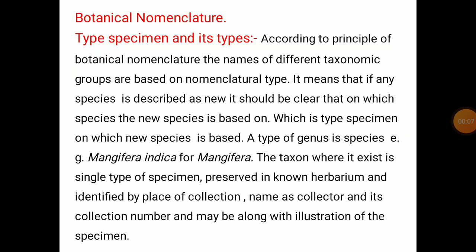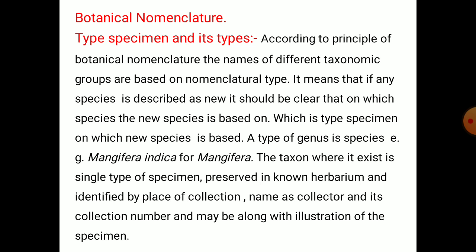Let us see the new article regarding botanical nomenclature, that is, the type specimen, its type. According to the principle of botanical nomenclature, the names of the different taxonomic groups are based on a nomenclatural type. It means that if any species is described as new, it should be clear on which species the new species is based. Here we should think about the particular type of the new species.